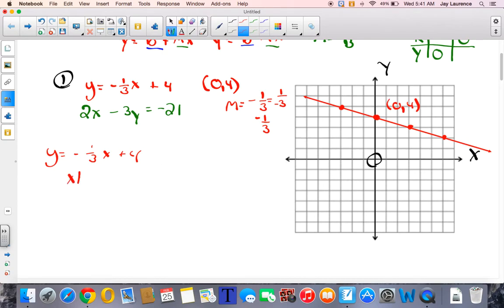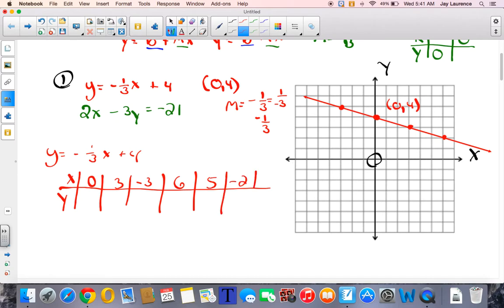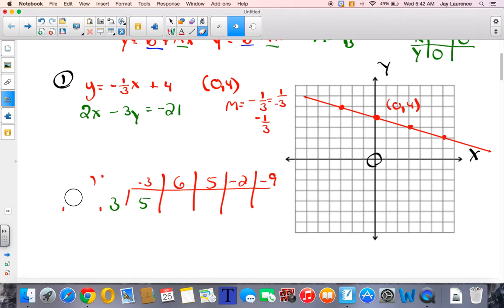If we were to make a table, and I'm not going to make a very long one, I could plug as many values in for x as I want, and I'm going to get many different things out for y. So they're all going to be different. For example, when x is 0, y is 4. When x is 3, y is 3. I'm just substituting it in. Negative 3 is going to give me 5. And you see, this is going to go on forever and ever and ever. The line shows us all possible solutions to the linear equation.